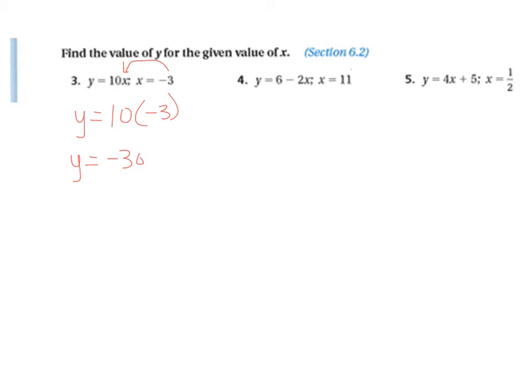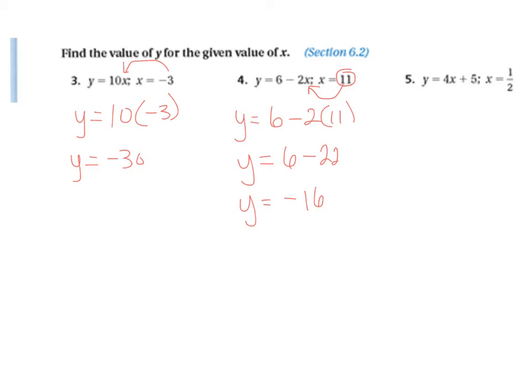On number 4, we're going to take this 11 and we're going to plug it in for x. So this is going to be y is equal to 6 minus 2 times 11. Y is equal to 6 minus 2 times 11 is 22. And then we have to do y is equal to, this is going to end up being negative 16, I believe, negative 16.